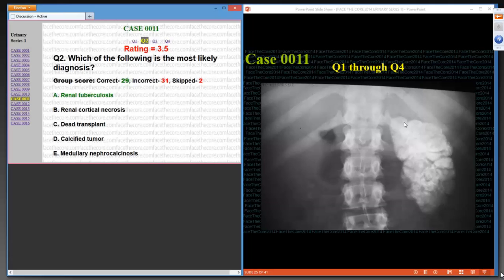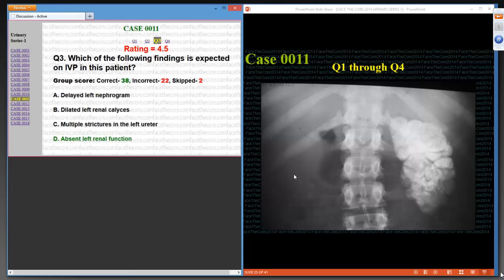Dead transplants look like this, but they do not occur in this area. They're always down in the pelvis. Calcified tumor is unlikely to maintain a reniform shape, and this is not medullary nephrocalcinosis, because medullary nephrocalcinosis is never bright enough to be seen like that on plain films, and it is not in the location of the medulla.